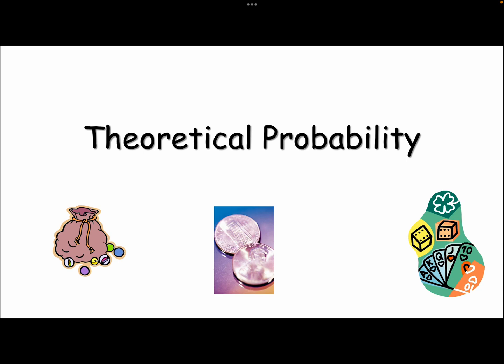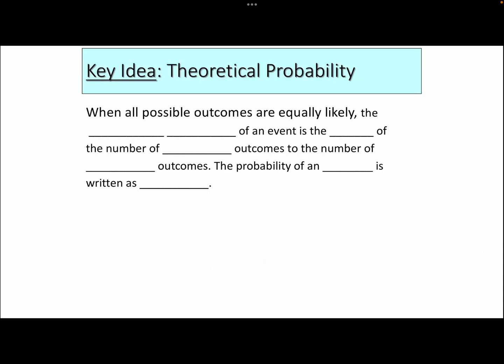So today we're going to talk about theoretical probability. Yesterday we talked about sample space and counting principle, which shows all the possible outcomes. Now we're going to talk about the probability of something, which is the chances that something happens. And so we're going to kind of fill in these.